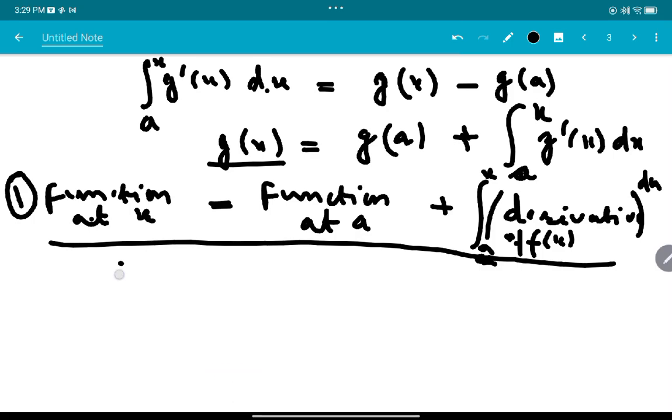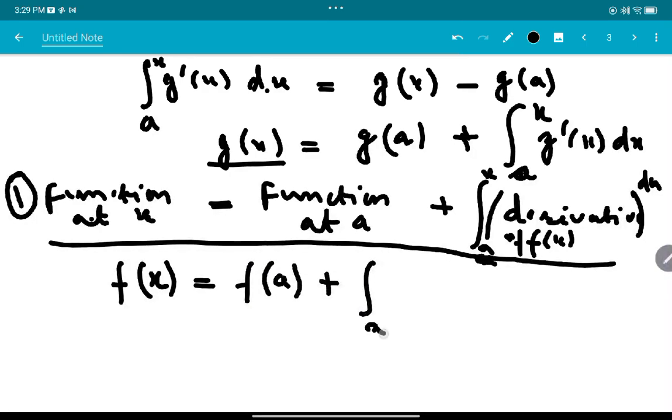Let's start with the function fx. Applying this rule, fx is equal to fa plus the integral from a to x of the derivative of fx, f dash x dx. This is equation 2. Now this equation 2 involves another function, that is f dash x.